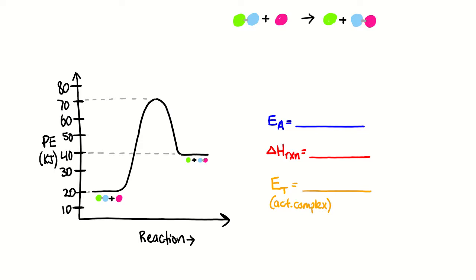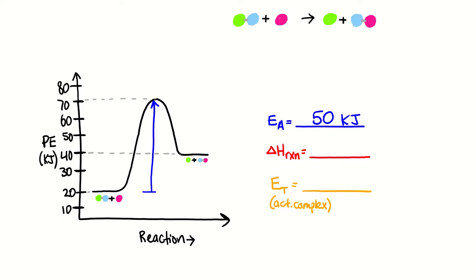Take a look at this example, pause the video, and see if you can determine the activation energy in the forward reaction, the heat of the reaction, and also the energy of the transition state or the activated complex. The activation energy goes from 20 at the reactant level up to the hilltop, and the difference between 20 and 70 is 50. So the activation energy is 50 kilojoules in the forward reaction.